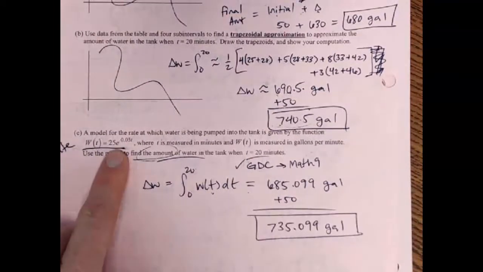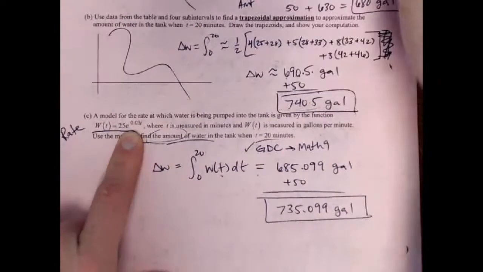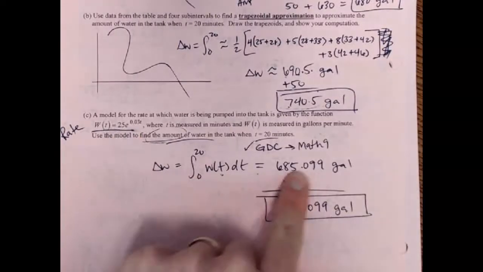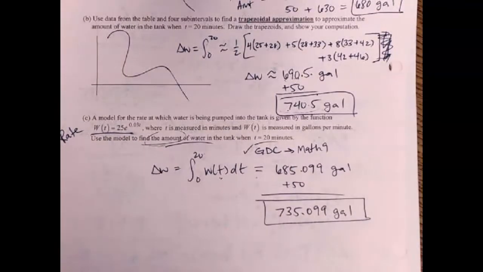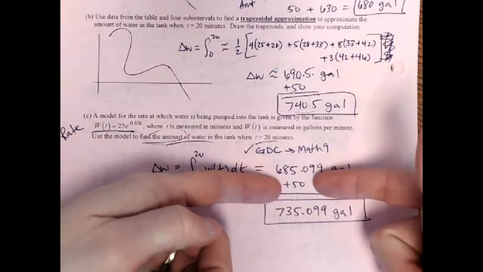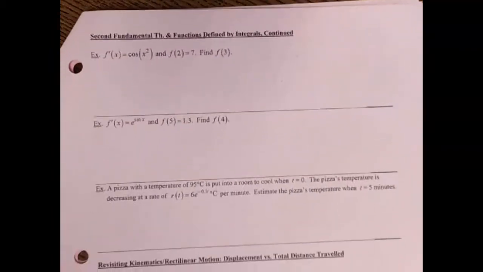We could integrate this by hand later. We don't know how to integrate the exponentials. We will learn that in the next notes packet. But for now, we could always just math 9 it to get the value, and then of course add the 50 since it wanted the final. That's how much has come in. That's how much I started with. So that's just how much is in there at the end. Okay, speeding through. We got one more page, and then we will be done.